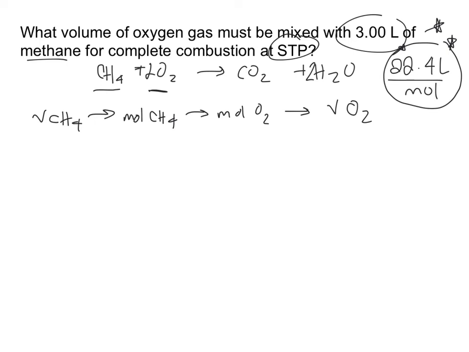If you are not at STP, you cannot use this relationship. You must be in standard temperature and pressure. Also, if you can't remember what this relationship is, you can always use the PV equals nRT equation. So let's go ahead and do this. We were given 3 liters of methane, and we want to convert into moles of methane.